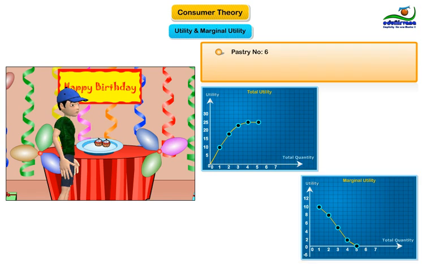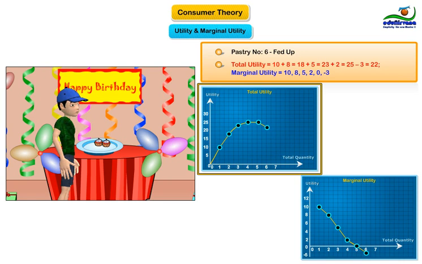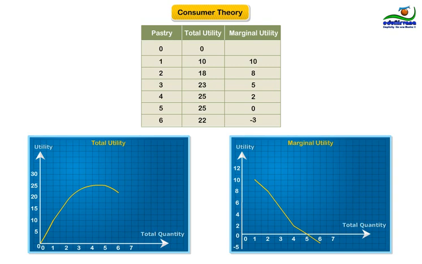Pastry number 6. You feel reluctant to eat more because you are fed up of it and you hate it by now. By eating it, you're actually decreasing your sense of happiness. Here, the marginal utility is negative, say -3, due to which total utility now decreased to 22. Yes, you had reached a stage where incremental eating led to a decrease in your overall happiness. Let's summarize it in the table below.